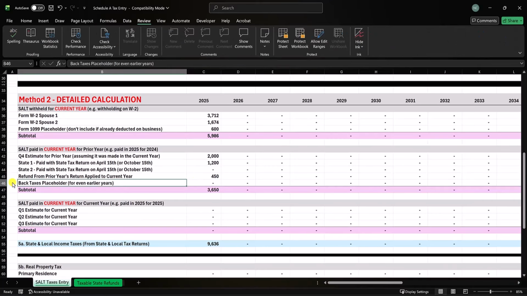And then the last row that we're going to have in this section right here is a back taxes placeholder. This could be for random amounts that you might happen to owe for earlier years. You cannot include interest and penalties, if applicable, in this row.